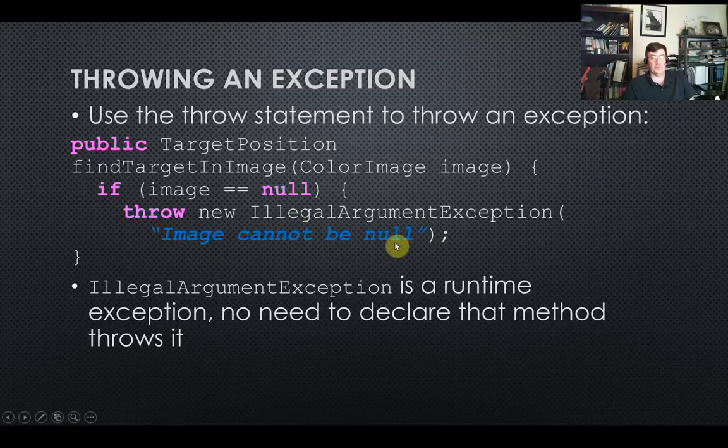"Image cannot be null." Remember, in Java, an exception is an object, and the only way to create an object is to use operator new and create one on the heap, and that returns the address of where that object is located. And that reference, the address, is what the throw statement requires as an operand. IllegalArgumentException is a runtime exception, so there's no need to declare that the method throws it, because there's really nothing you can do to recover from it.